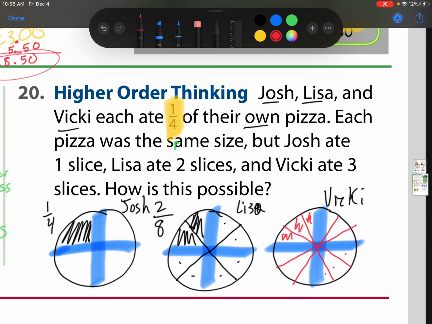So now let's see. We have 3 pieces that have been eaten out of how many? Well, 3, 4, 5, 6, 7, 8, 9, 10, 11, 12. Oh, looks kind of like a clock. So that's how it's possible. Josh cut his pizza into 4s, Lisa cut hers into 8s, and Vicky cut hers into 12s.